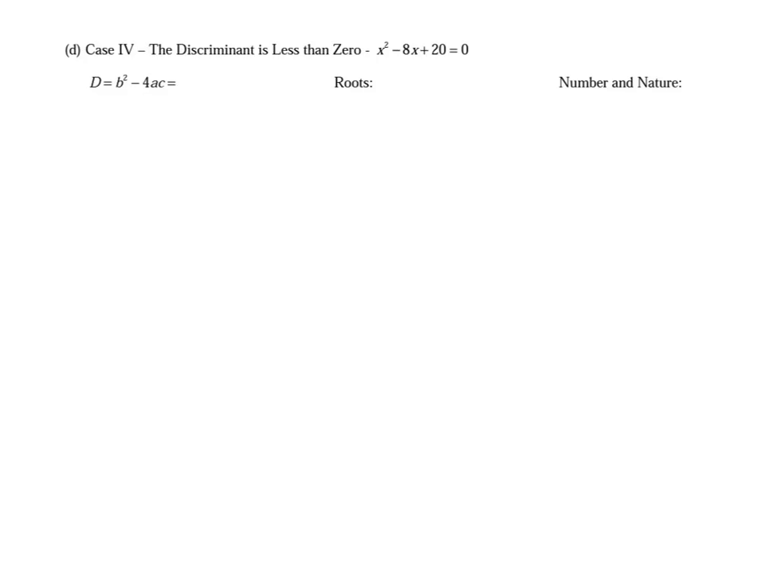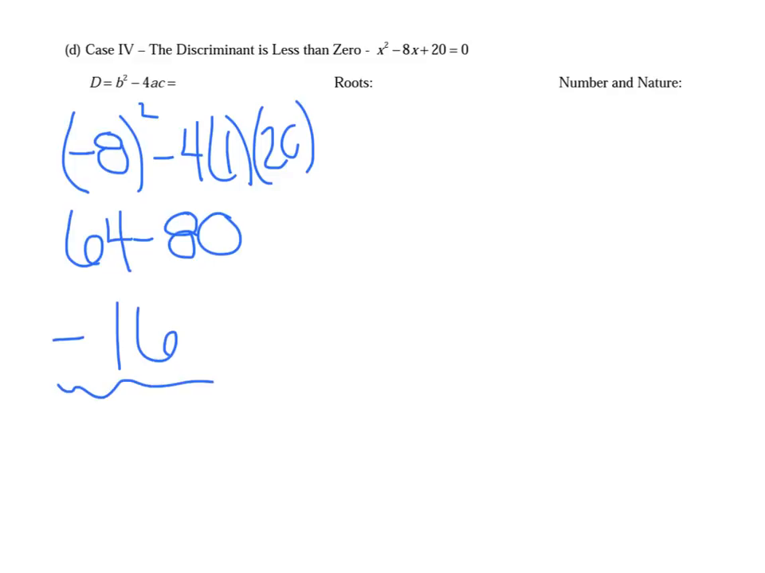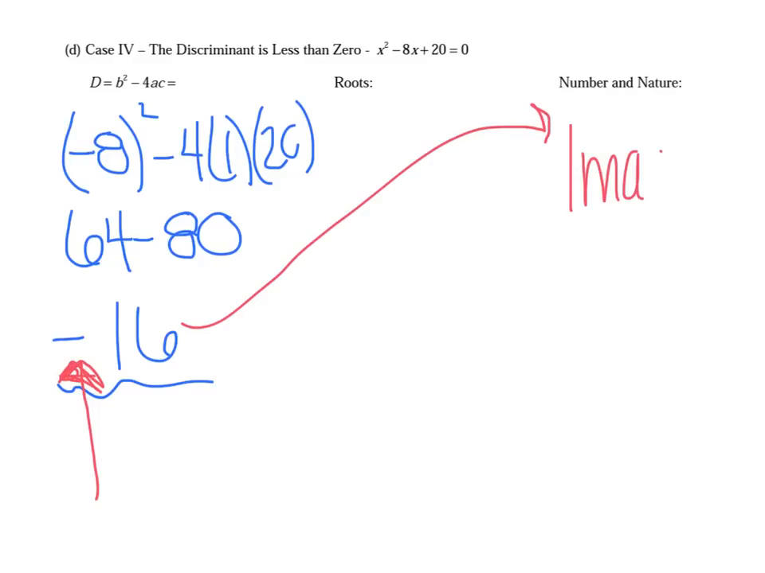And lastly, case 4, the discriminant is less than 0. This is always the obvious one. So let's go ahead. We got negative 8 squared minus 4 times 1 times 20. That's 64 minus 80, which gets me a negative 16. Now, I don't care that 16 is a perfect square. The key is that this is negative. And anytime that happens, we have the easiest answer of all of them. We are now imaginary. Our roots are imaginary.